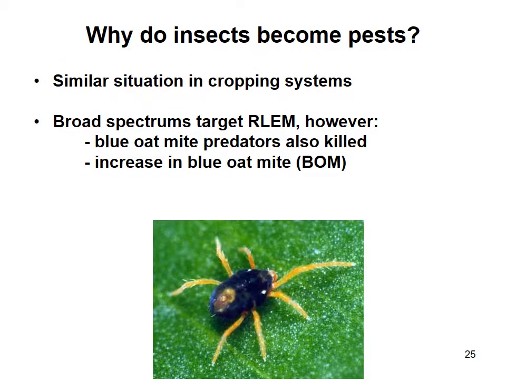We have a similar situation in cropping systems. So broad-spectrum chemicals target red-legged earth mite. However, the predators of the blue oat mite are also killed. So then suddenly you have an increase in blue oat mite, which becomes the major pest. The blue oat mite is pictured here. It's about 1 millimetre in length, and note it has a reddish spot on its back.